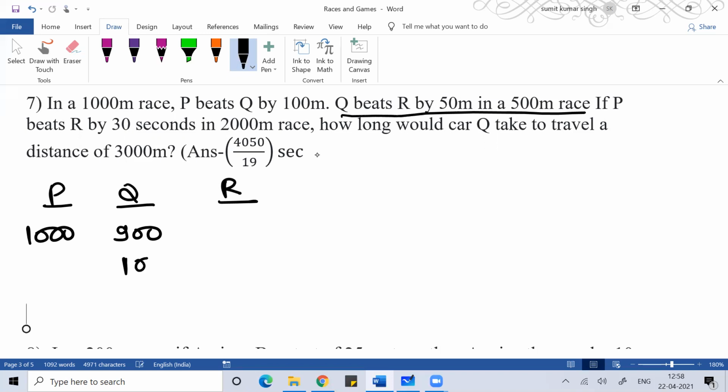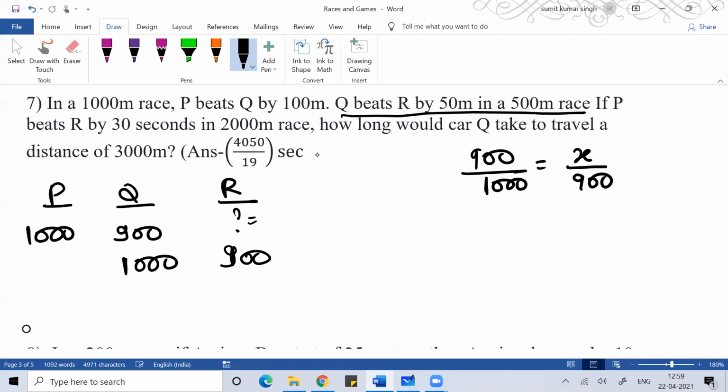So you can say that in a 1000-meter race, Q will beat R by 100 meters. With this, I can say that the ratio will remain the same. So you can find the ratio: 900 by 1000 will be x by 900. You can find, when Q is actually at 900 meter, what is the value of R? The question mark will be 810 meter.